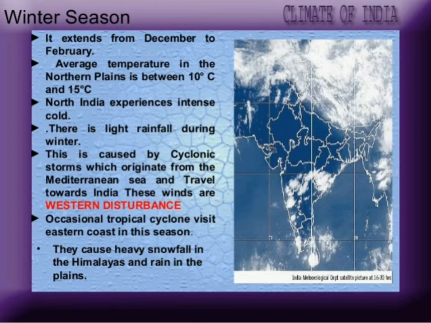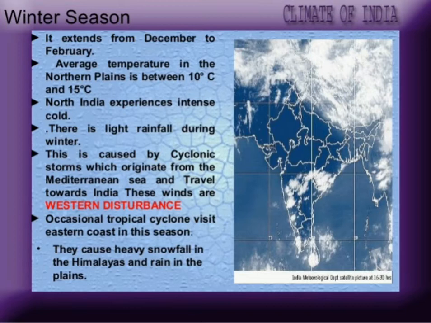The cold weather season begins from mid-November and stays till February in northern parts of India, with December and January the coldest months. The temperature decreases from south to north. For instance, the average temperature of Chennai on the eastern coast is between 24 to 25 degrees Celsius, while in northern plains it ranges between 10 to 15 degrees Celsius. During this season, days are warm and nights are cold.